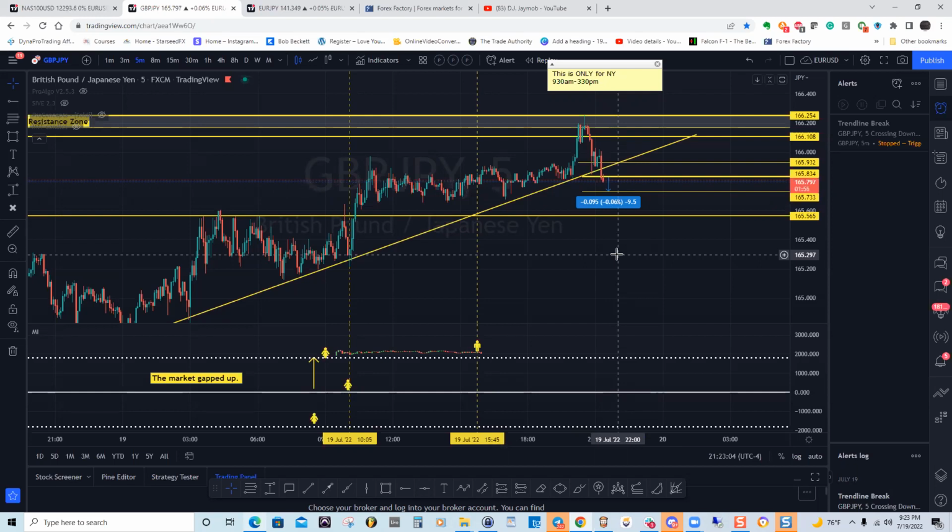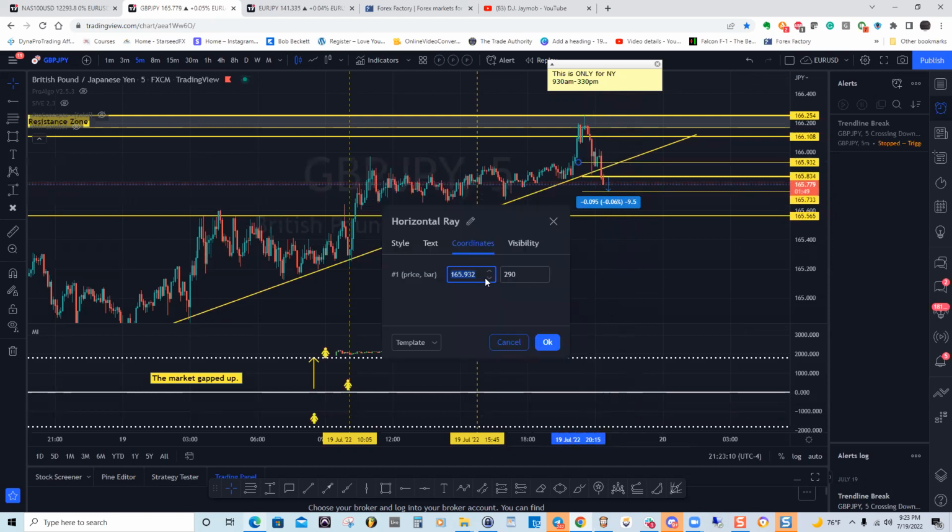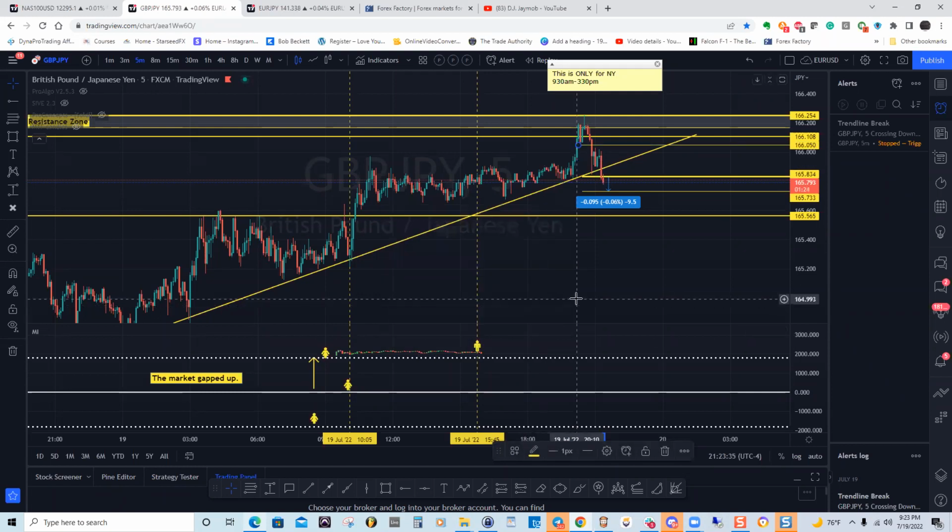I'm in profit right now. Just right above the 5 minute, right above that structure on the 5 minute. Give me a number. 166.05, like this. Is that right? I can't see close enough. Okay, I'm in profit right now.